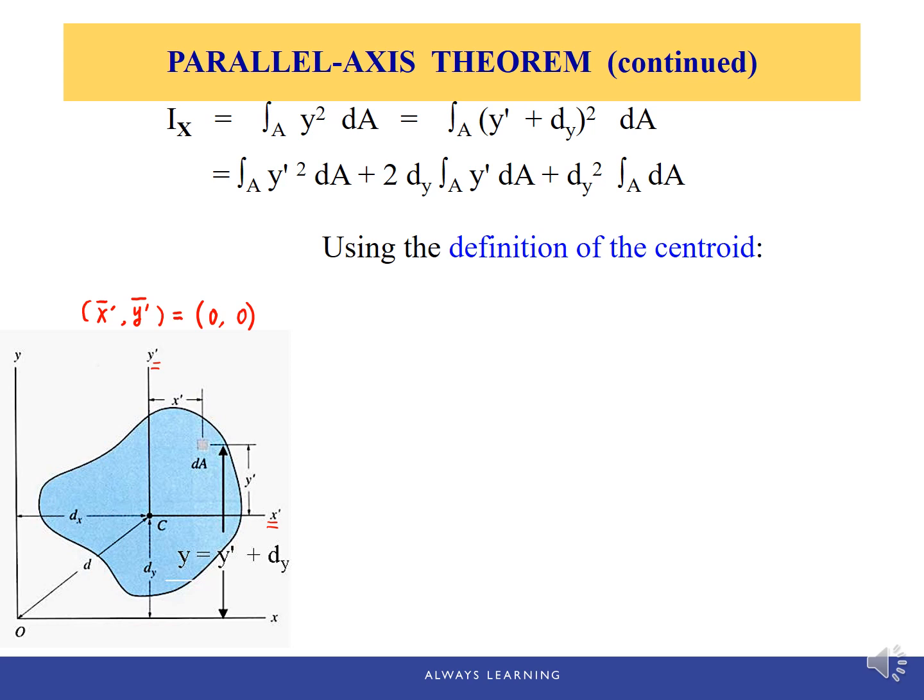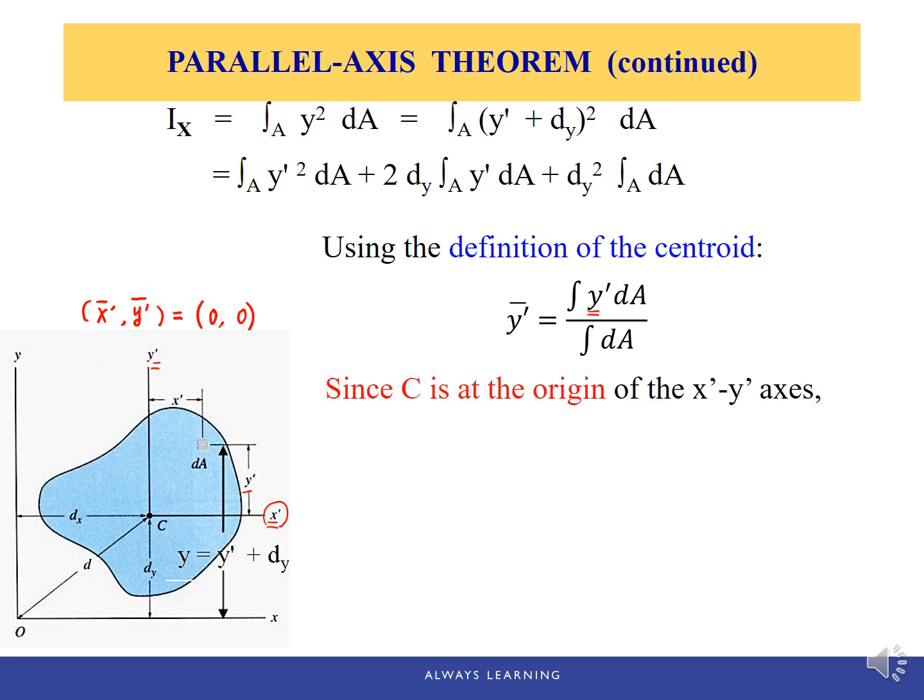And now, based on the definition of centroid, if we are looking for y prime bar, using the definition, y prime bar equals the integral of the distance of dA to the x prime axis, which is y prime, times dA, divided by the integral of dA. And now we said y prime bar equals 0. That means this whole expression equals 0.